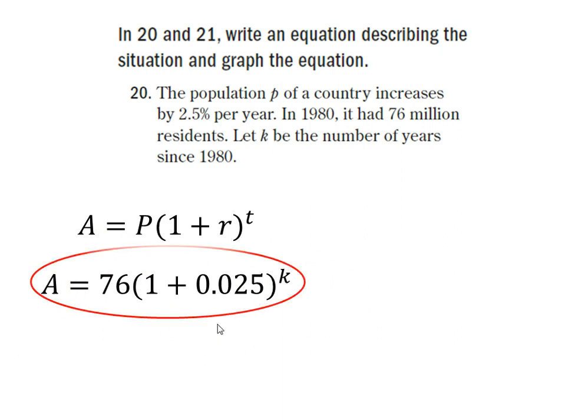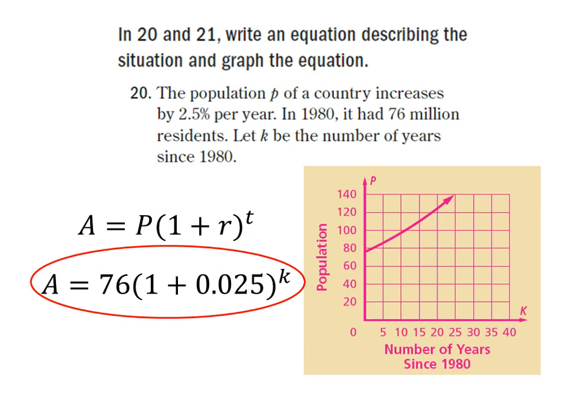Now if we graph this function here, this is what we'll get. And again, I stole this straight from your book. Didn't really want to graph this myself, so I didn't. So it's 0 years since 1980. So this 0 years isn't really 0 years. It's 1980. In 1980, there are 76 million people, and that's obvious, I guess, because it says in 1980 it had 76 million residents, so 0, and then this is 76.